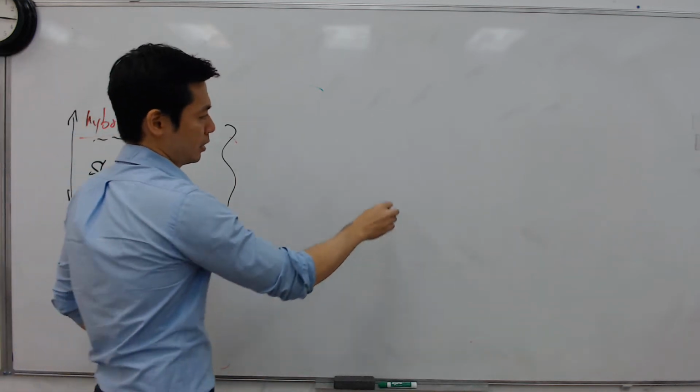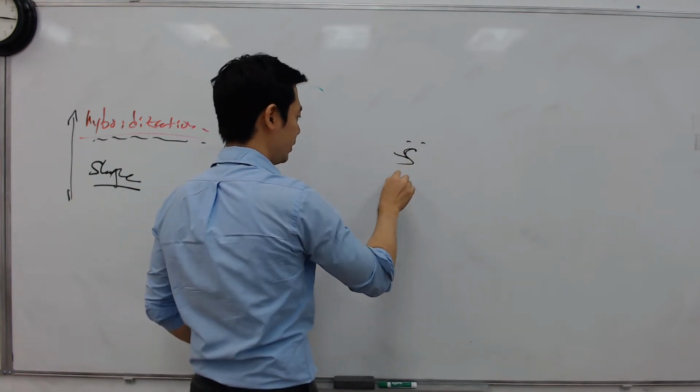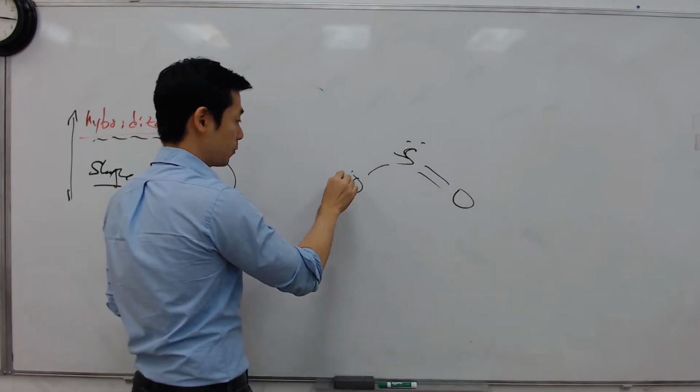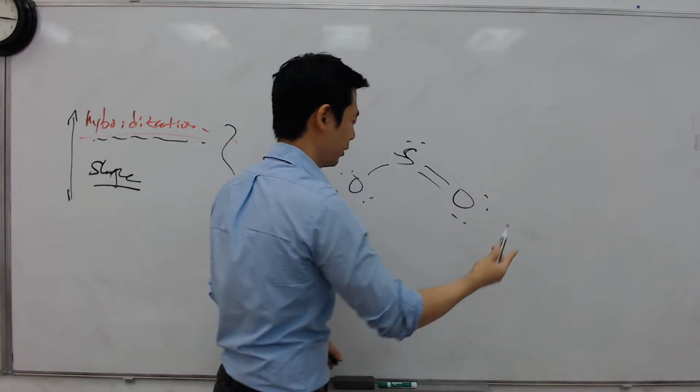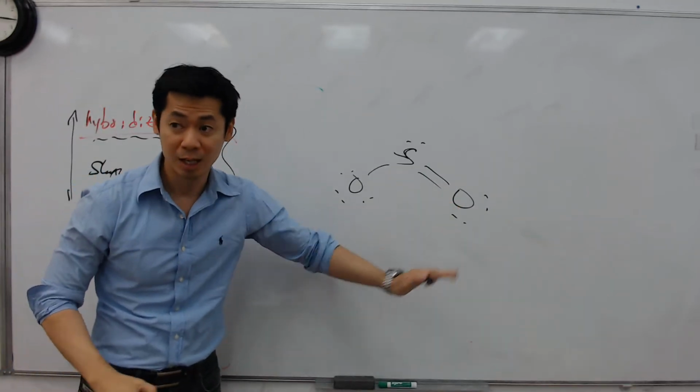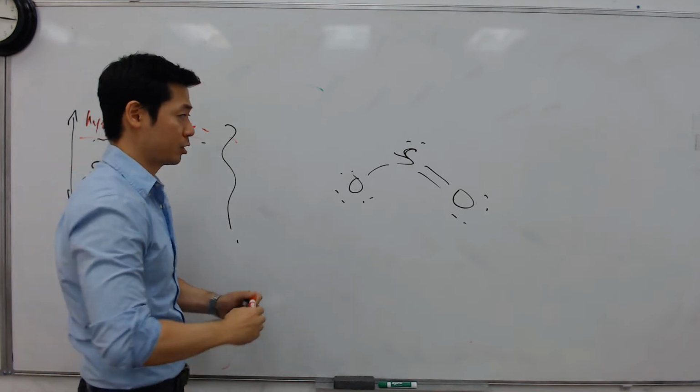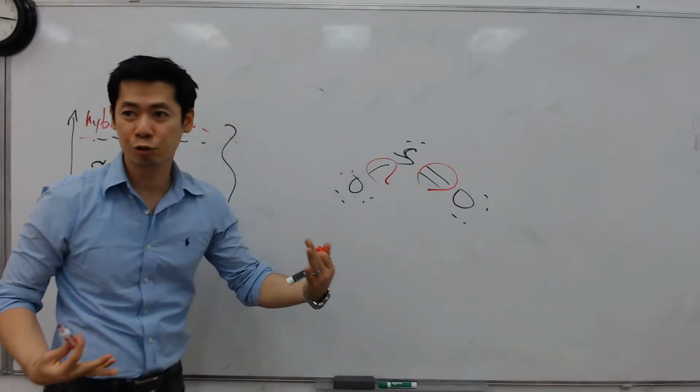So hybridization was what, guys? If you draw SO2, this is what it was. If you just follow the rules of the electron dot structure for the octet and stuff, that's what it was. But the problem is there's a double bond and a single bond. So is it truly a single and double, guys?